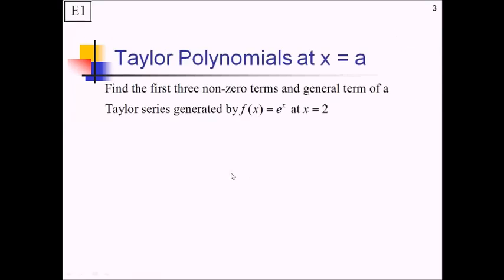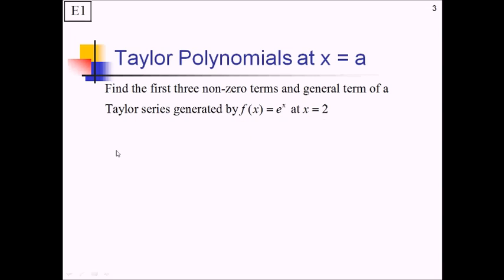For this lesson, we're just going to dive right into the first problem because you already know most of what you need for these. So let's start by finding the first three non-zero terms and general term of a Taylor series for e to the x at x equals 2. So pretty much everything is the same as what you've done before, except now we have x equals 2 instead of x equals 0. So we're going to need a more general formula than the one we've been using.